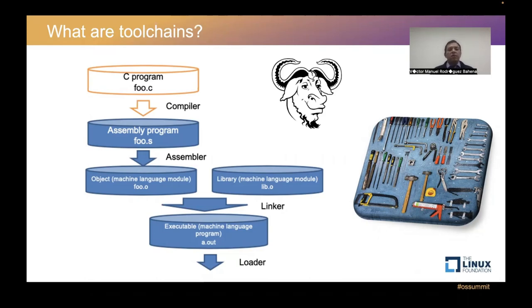The code that we develop as developers needs to be transformed by this set of tools. Imagine the tools as in the picture: we have a hammer, a screwdriver, all the things we need to create a new robot, a new piece of furniture, an electronic device from a set of materials. So toolchains are also responsible for taking source code and transforming it into the proper executable machine language program.